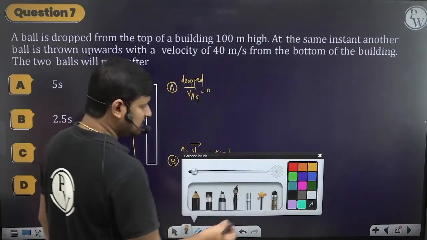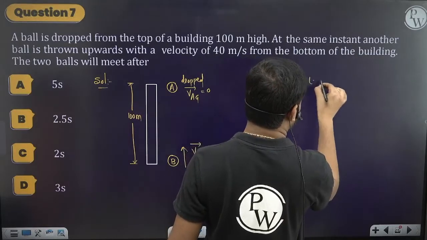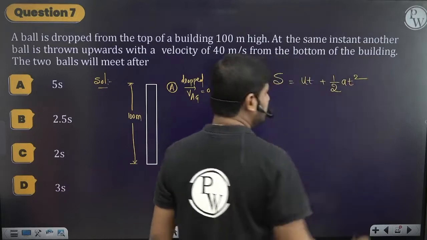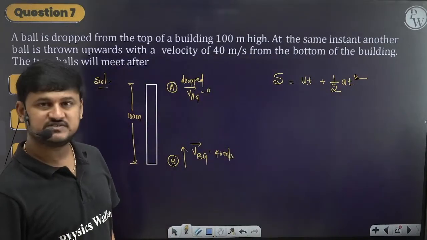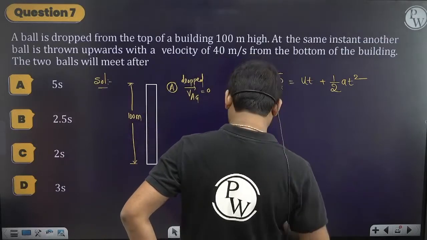So first I am going to use the simple equation S equals ut plus half at square again. S is equal to ut plus half at square. Here this S is S relative. Let me write it this way.